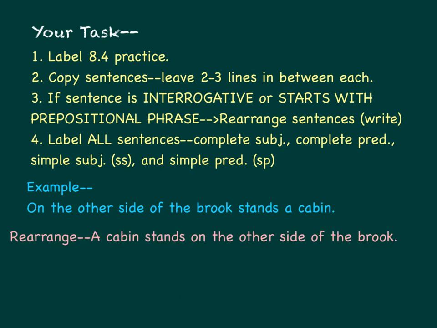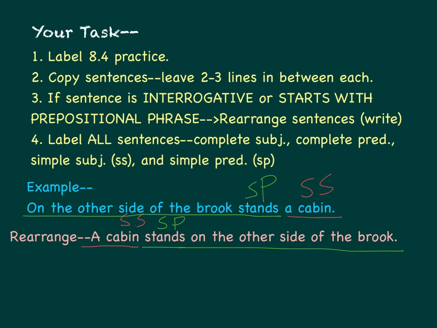This is how a completed example should look. After I find the complete subject and predicate, then I need to find the simple subject and predicate. Now I can go back and label the original example. This way I get a visual of how both sentences would look. Hang in there, you're almost done.